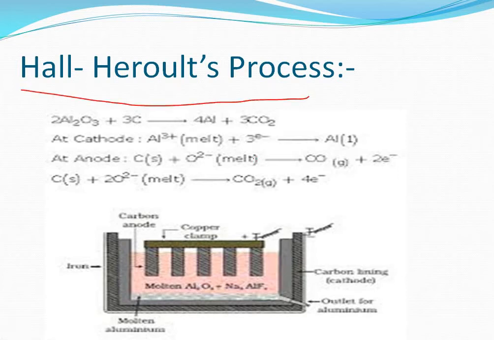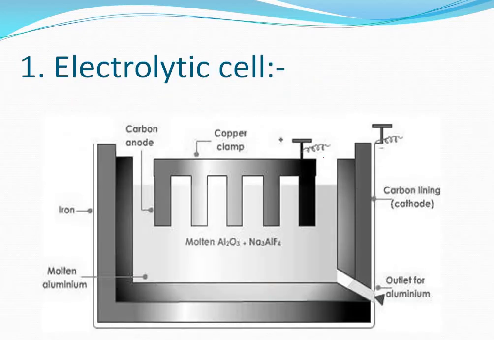In this process, we are using an electrolytic cell, an electrolytic tank, that the tank you are seeing here. Here is a diagram for the electrolytic cell. In this electrolytic cell, there is a rectangular tank, as you see in the diagram. There is a rectangular iron tank with sloping bottoms, so that you can collect the outlet for aluminium metal.